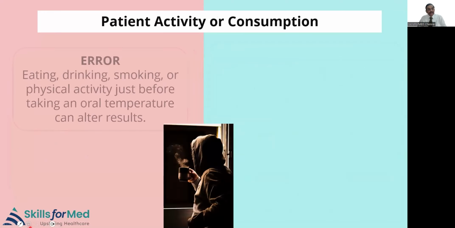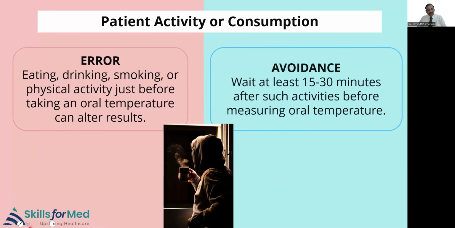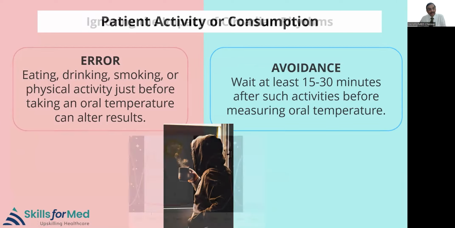Another important thing is to make sure that eating, drinking, smoking, or physical activity is not done before taking an oral temperature. It can alter results. So you should ask the patient if they had a hot drink or something. If they have, it's better to wait for 15 to 30 minutes before measuring, and make sure such activities do not happen.